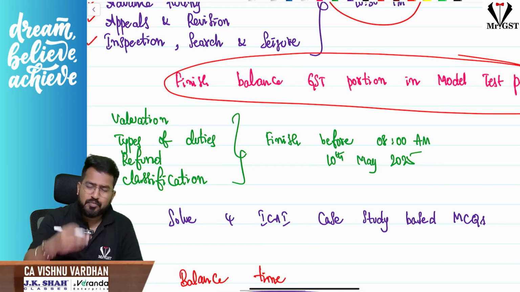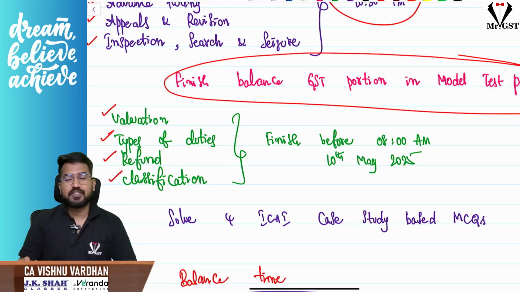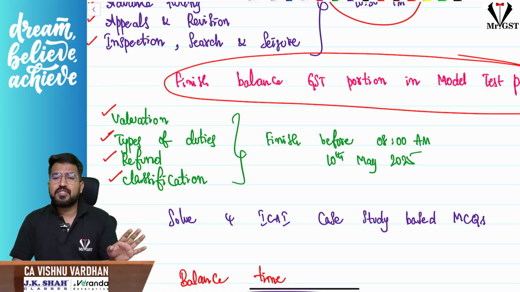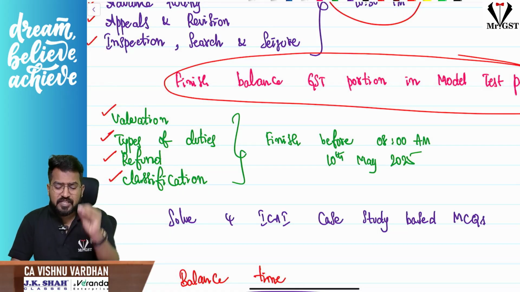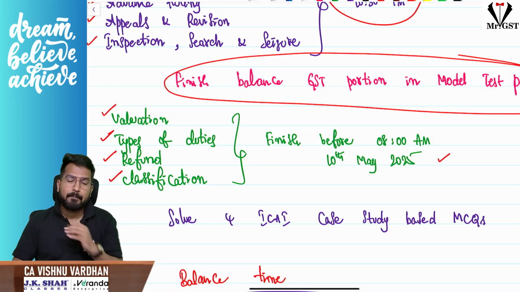duty, small chapters, customs duty. See, in customs duty also, don't read everything. Valuation, types of duty, refund and classification. These 4 chapters, please be very thorough. Finish it by morning 8 o'clock on 10th May. Very small topics. Happily you can do that.